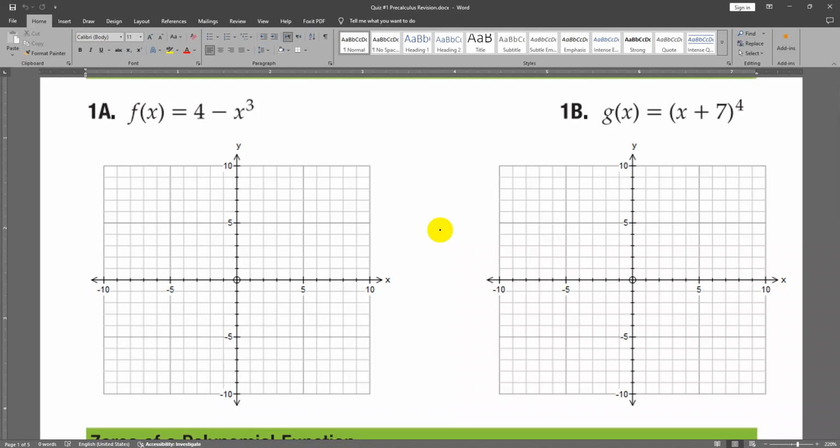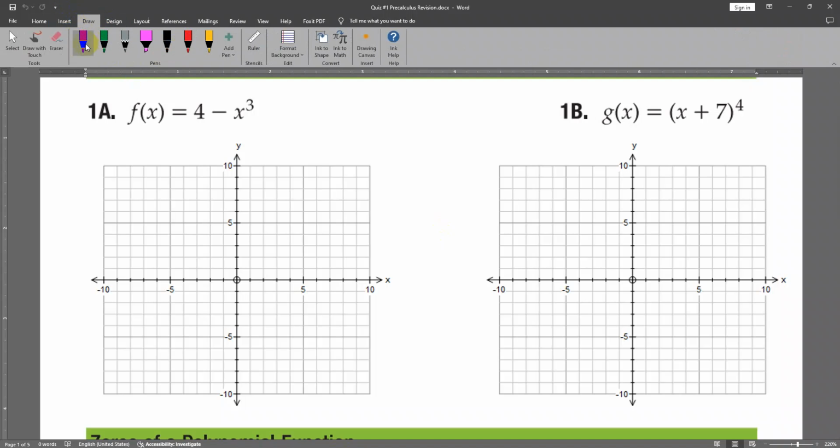Let's start with the first question. We need to draw f of x is equal to 4 minus x cubed. At first, the main parent function is x cubed, which is drawn something like this.